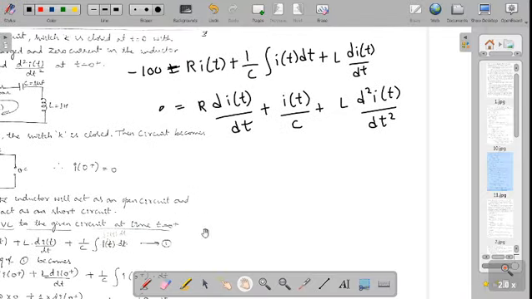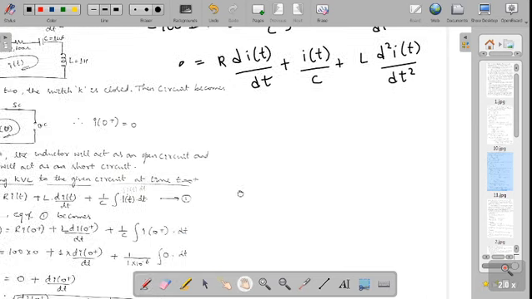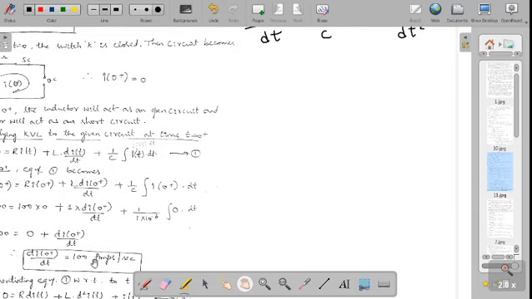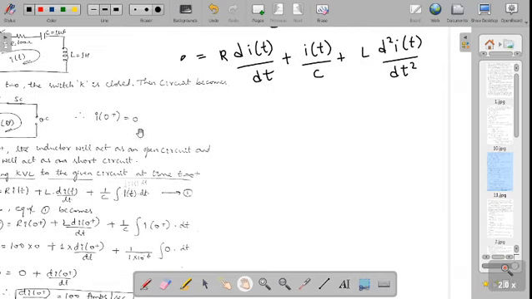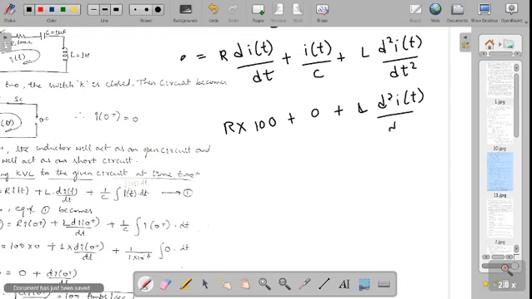You know the first derivative. What was the first derivative here? It is 100 amps per second, and I of 0 is 0. So R into the first derivative value, 100 amperes per second. Next, I of t is 0, so 0 by C is 0, plus L into d square I of t divided by dt square, so that would be equal to 0.